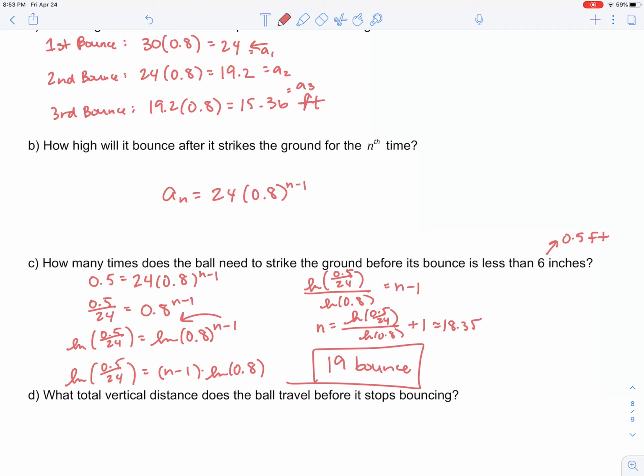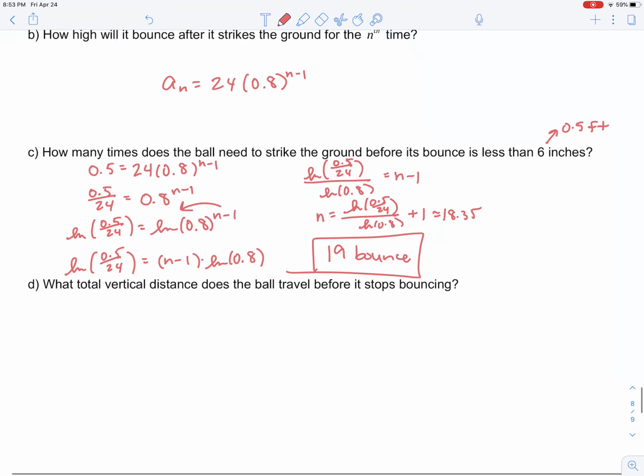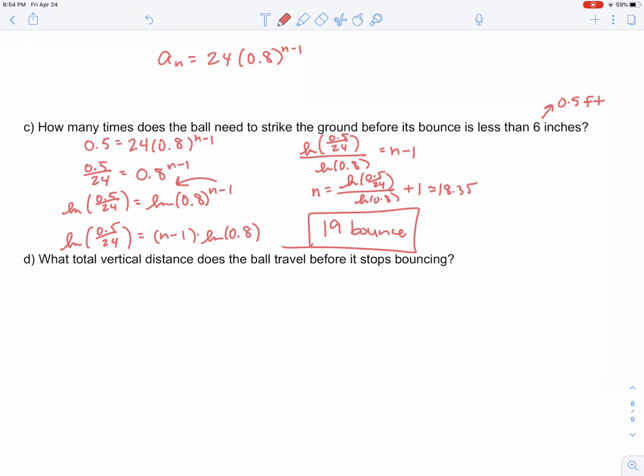18.35 doesn't make sense, and it's supposed to be a whole number, so we'll go to the next bounce, right? Because the 18th bounce is probably still higher than 6 inches, but by the 19th bounce, it should be getting shorter than 6 inches as it bounces back from the ground. So for this particular question, the common ratio was 0.8, which is less than 1. So if we added up all the terms or all the bounce heights, we should get a number. It should converge. So that's what part D is about.